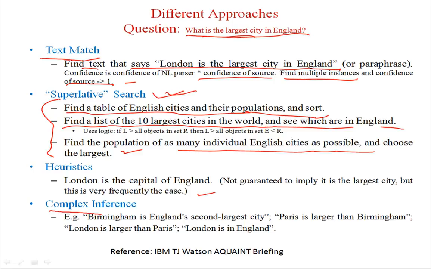Some complex inference based approach is also used. For example, Birmingham is England's second largest city. Paris is larger than Birmingham. Then London is larger than Paris. This implies that London is in England. So there is some kind of inference rule: A relates to B, B relates to C. Like A has some relation with B, B has some relation with C. By using these relations, we can infer some relation and answer these questions.